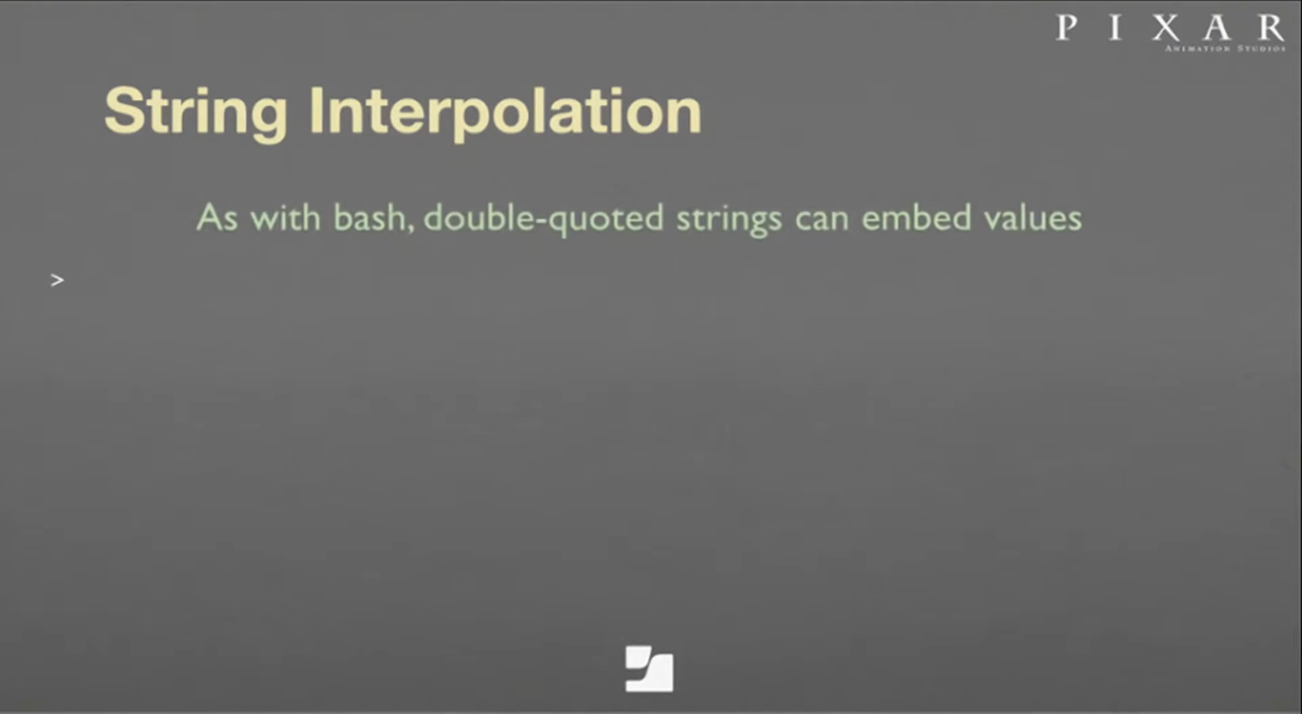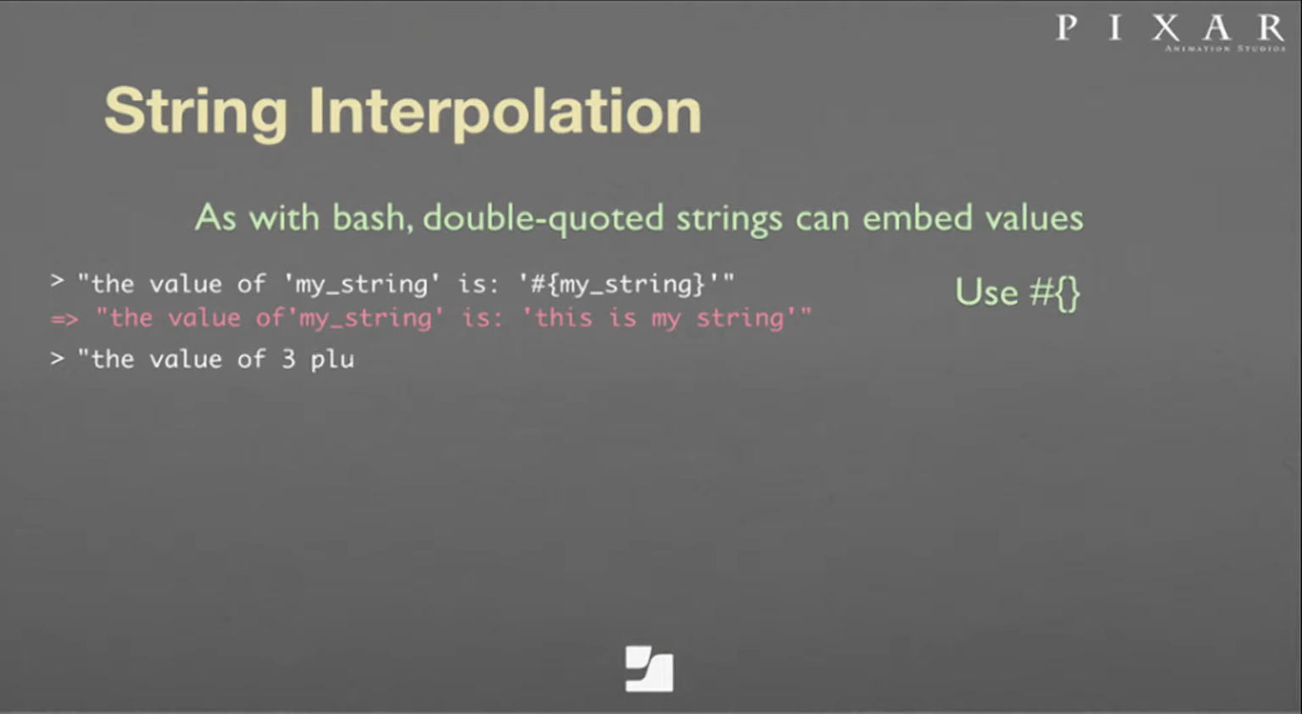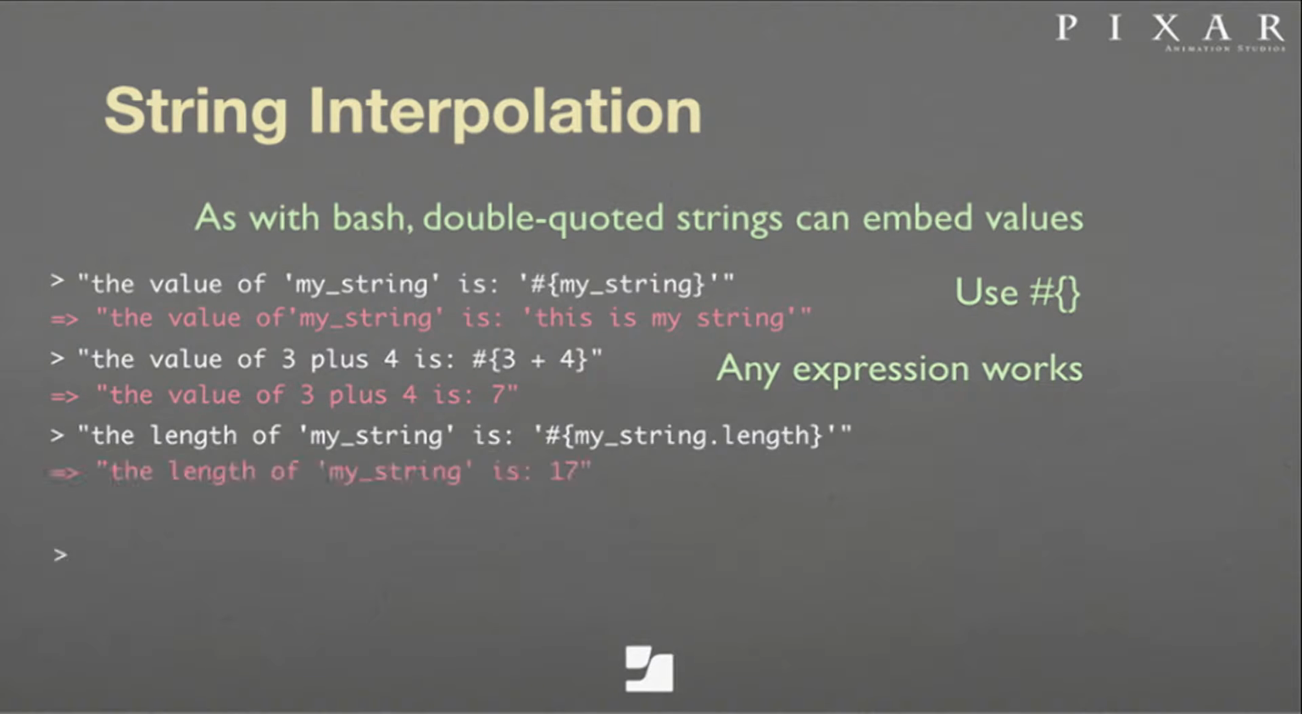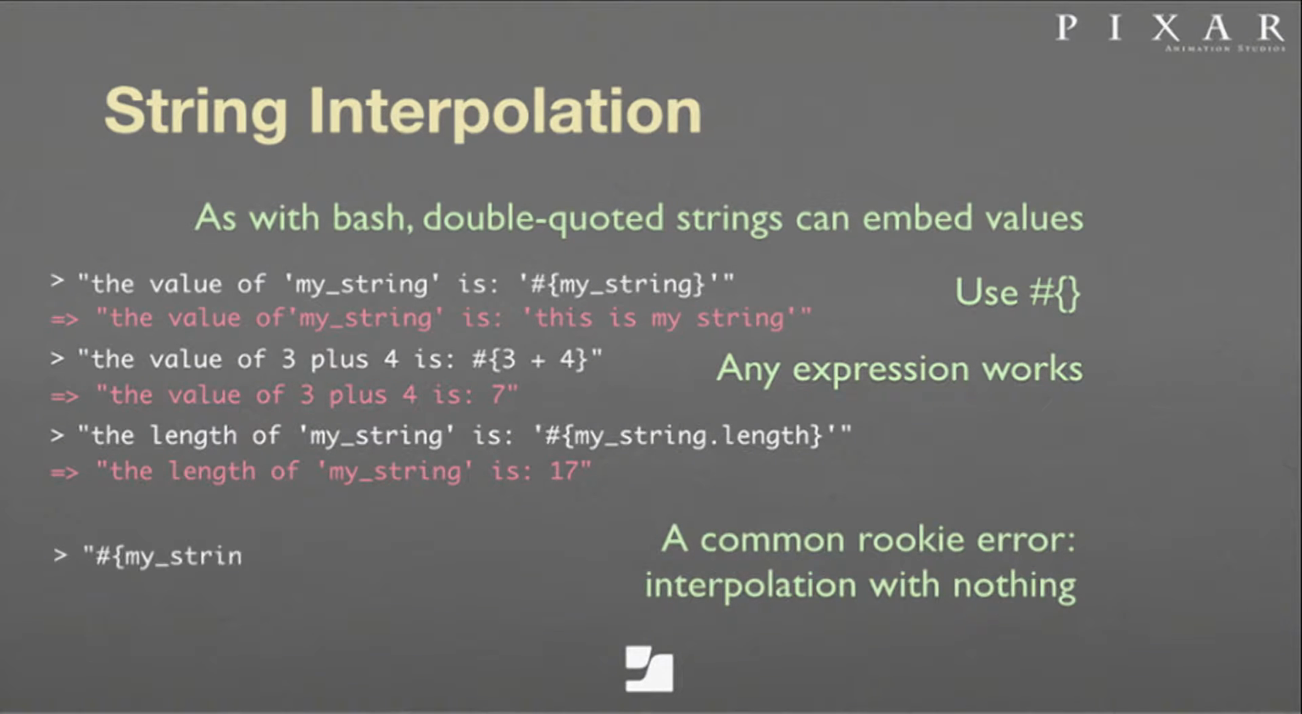String interpolation is the thing that's most like Bash. You know how you can embed variables into strings in Bash? Well, you can do similar things in Ruby, except instead of using $ with optional curly braces, you have to use a hash mark and always curly braces inside of double quotes. So here you can see some examples of using it. You don't have to use a variable. You can use any Ruby expression inside of the # and curly braces, and Ruby will evaluate it and stick the string into the other string. So here we're calling the length, and we get the length back out.